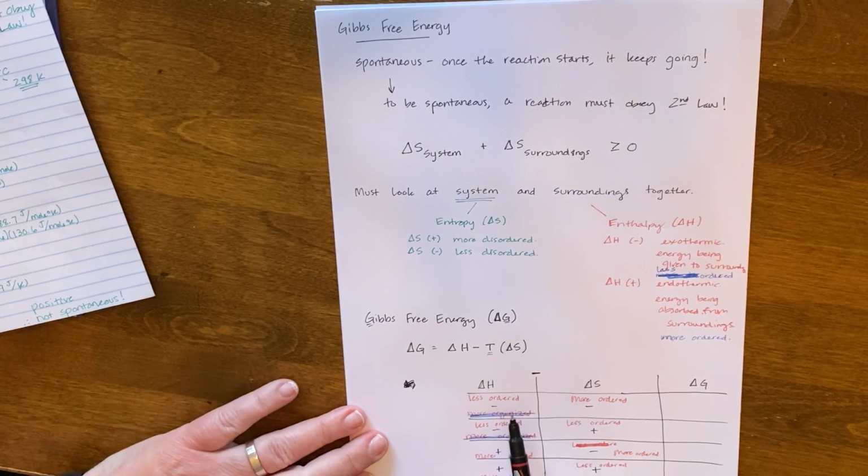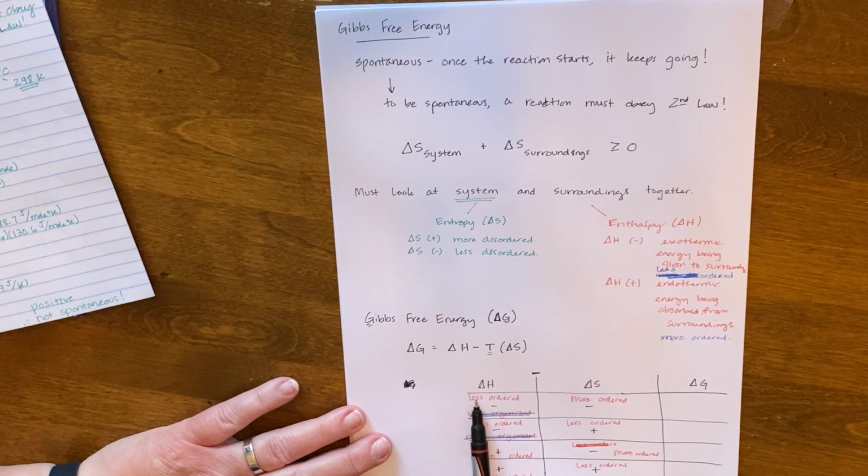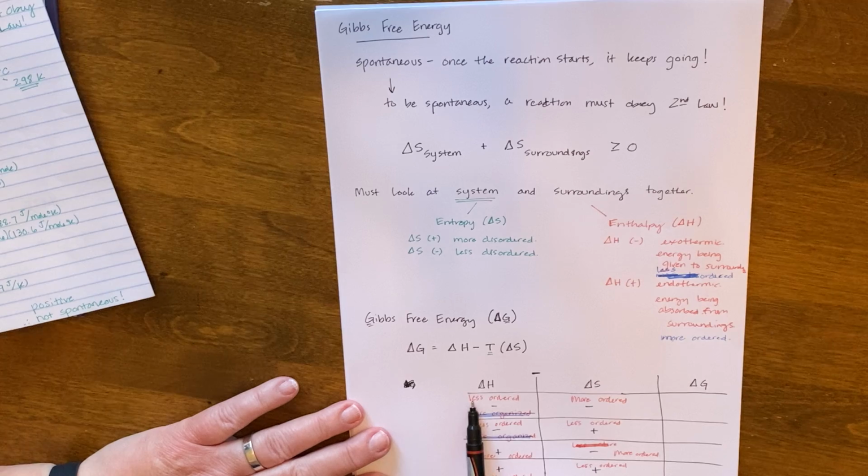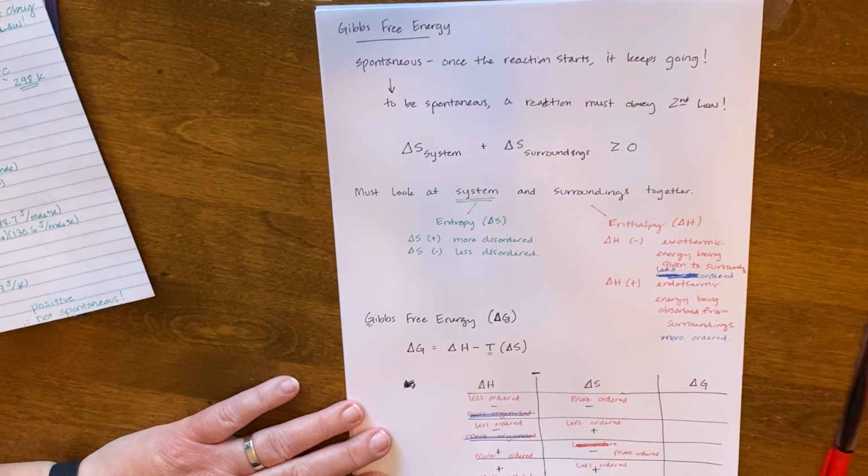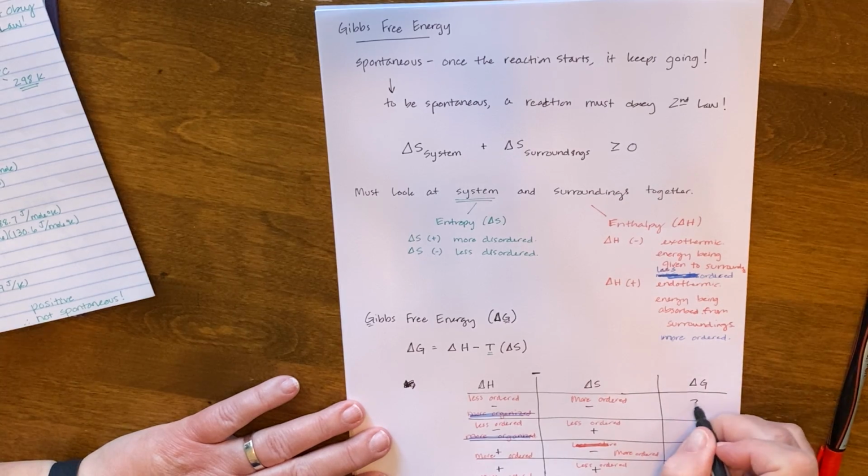Now let's think of our equation. We have a less ordered surroundings, and we're subtracting a more ordered system. So what will our delta G be? We have a negative minus a negative, so this is a negative and a positive. Depending on what the numbers are, we're not sure what delta G will be.